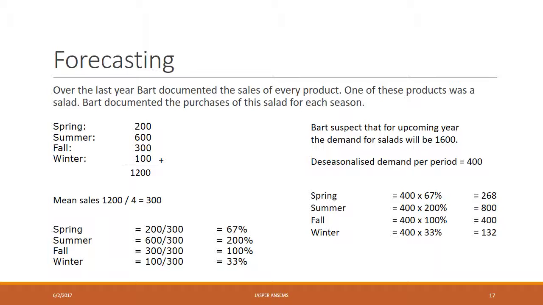So we're going to take those percentages we just calculated and we put them in this calculation. So 400 times 67% is 268. For summer it's 800, for fall it's 400, and for winter it's 132. Add those numbers up and we get the same 1600.